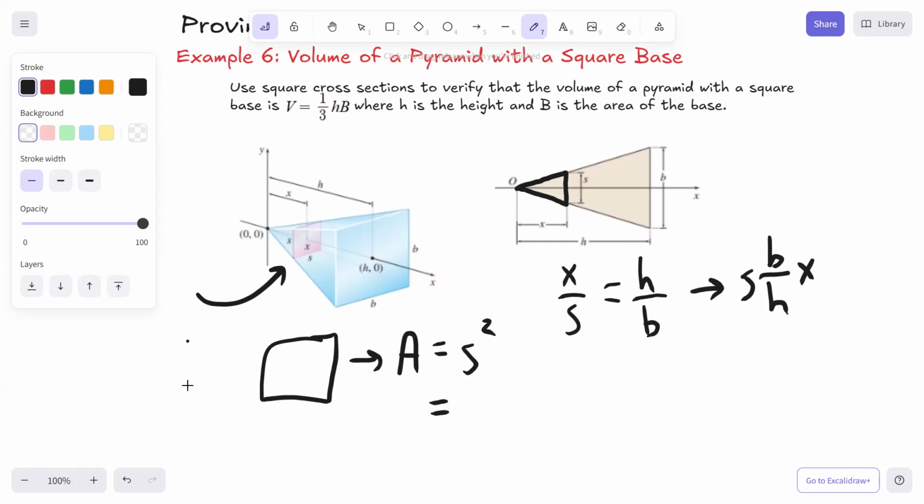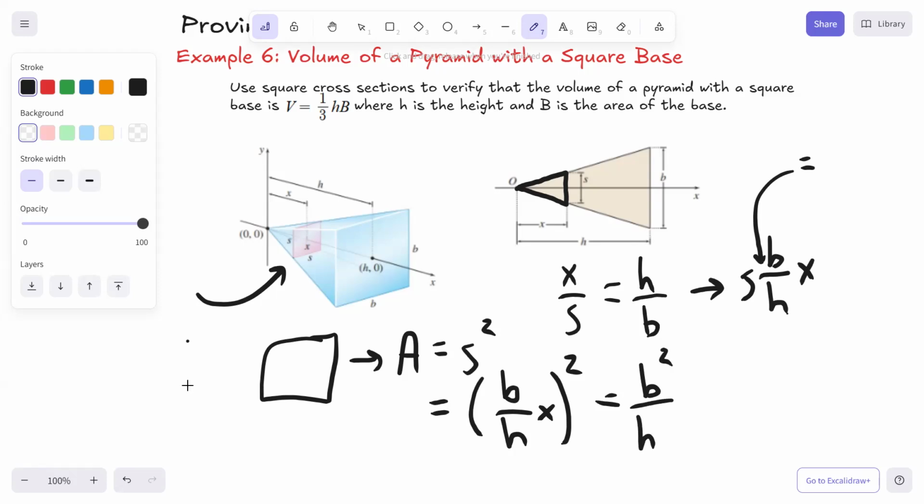So we can write the formula for area instead of s squared. We can rewrite it as b over h times x, quantity squared. I see right here, I forgot the equal sign. So this should be s equals b over h times x. Hope that wasn't too confusing. So the area is b squared over h squared x squared.